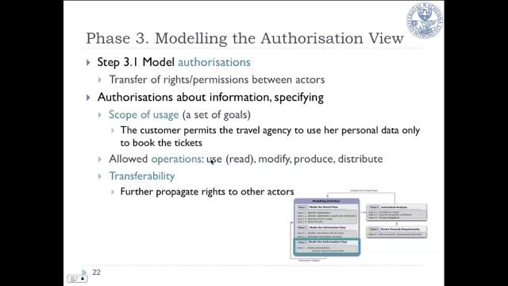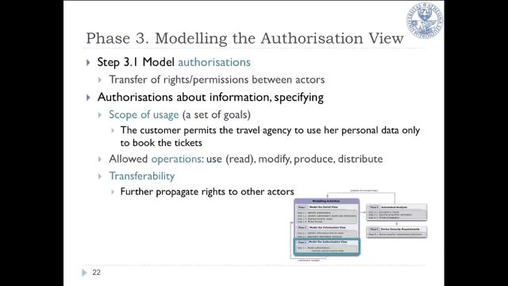We also specify through the authorizations the allowed operations. So what can the other party perform on the information I'm authorizing him to do? The operations we allow in the language are a one-on-one map to the operations actors can perform while achieving their goals and using, modifying, or producing the documents. So the allowed operations are use, referring to need relationship in the social view, modify, referring to modification relationship in the social view, produce, again, referring to a produce relationship between an actor's goal and a document.